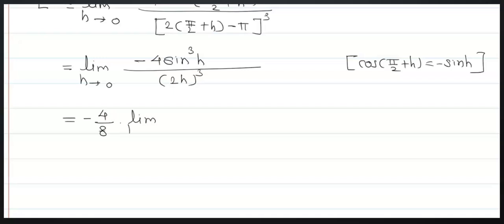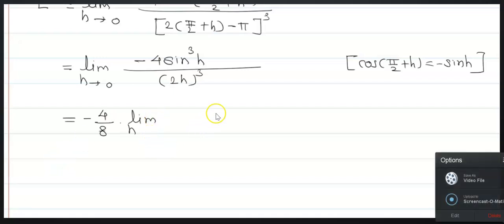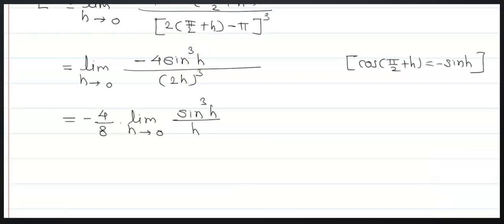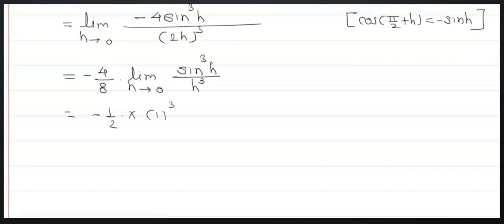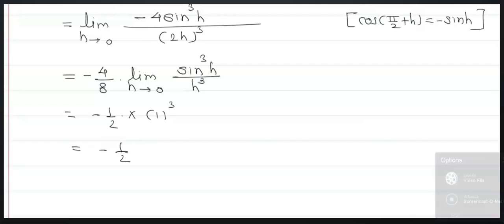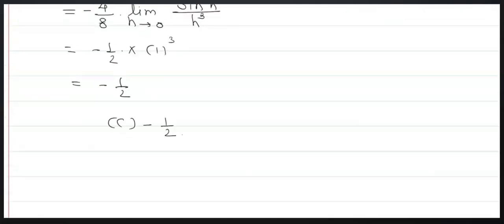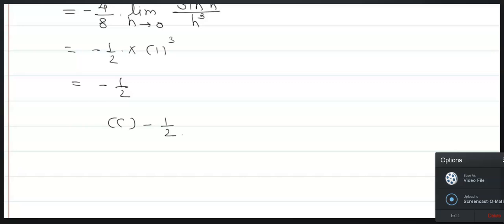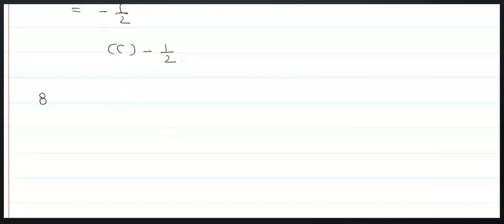Therefore, the limit is, (2h) bracket cube means what? 2 raised to 3, which is 8. Minus 4 upon 8, limit h tends to 0, sin cube h upon h cube. And the value of that limit is 1 cube. That is minus 1 upon 2 into 1 cube, as limit h tends to 0, sin cube h upon h cube is 1 raised to 3, and 1 raised to 3 is 1. Therefore, the overall answer is minus 1 upon 2. C is minus 1 upon 2. Hence, option C is the correct one.